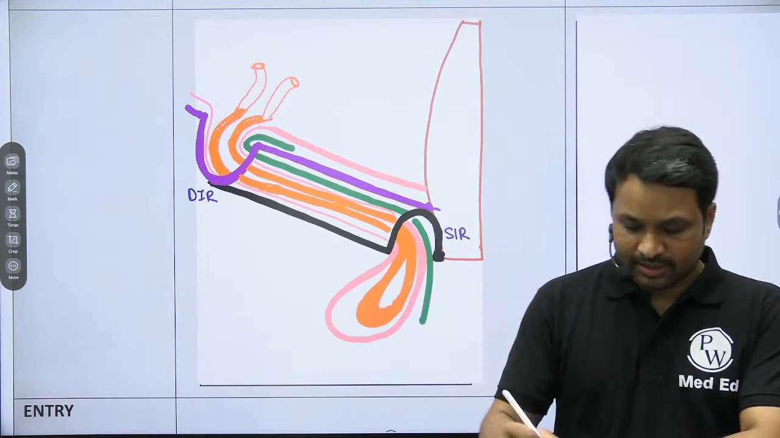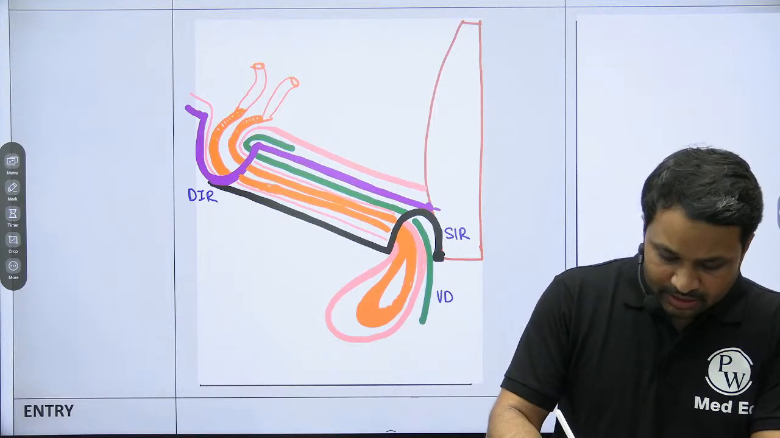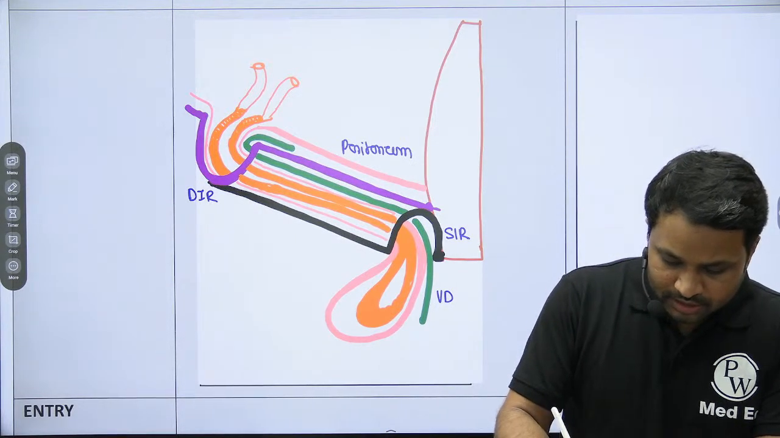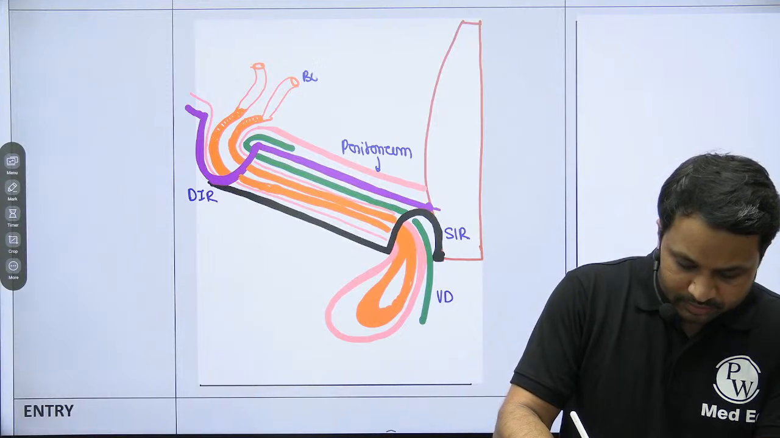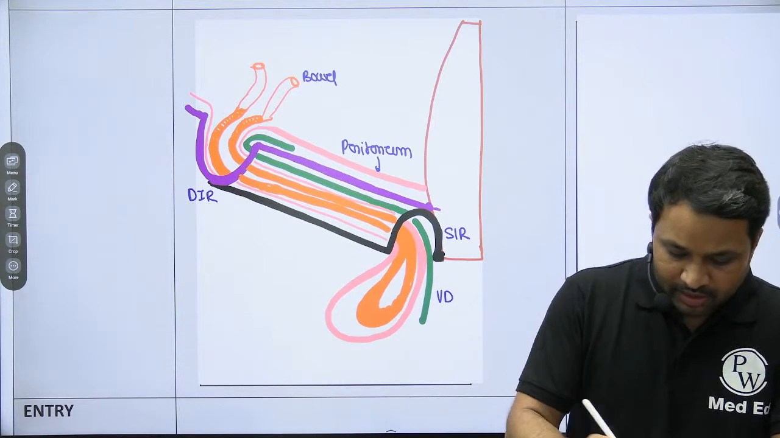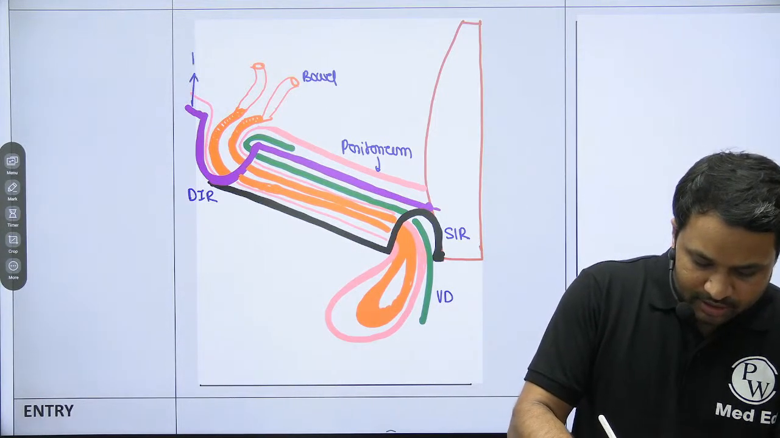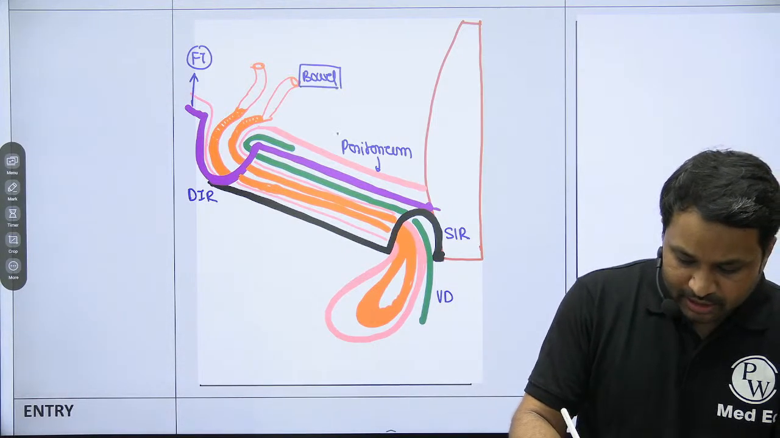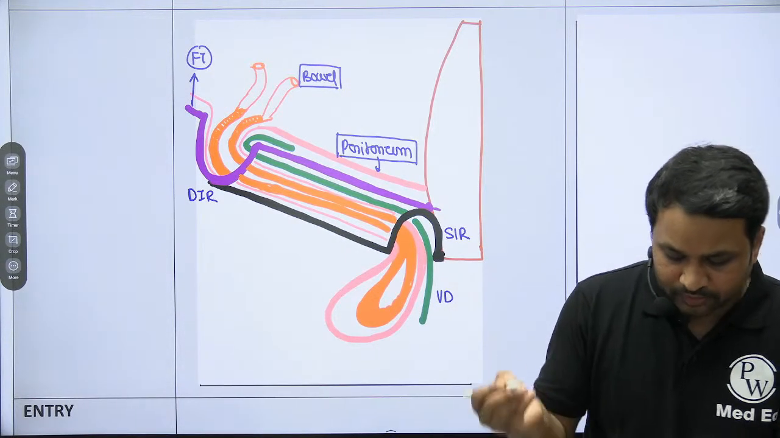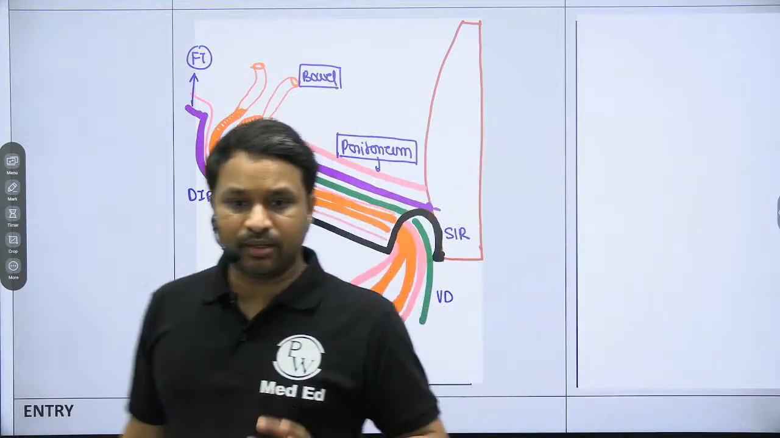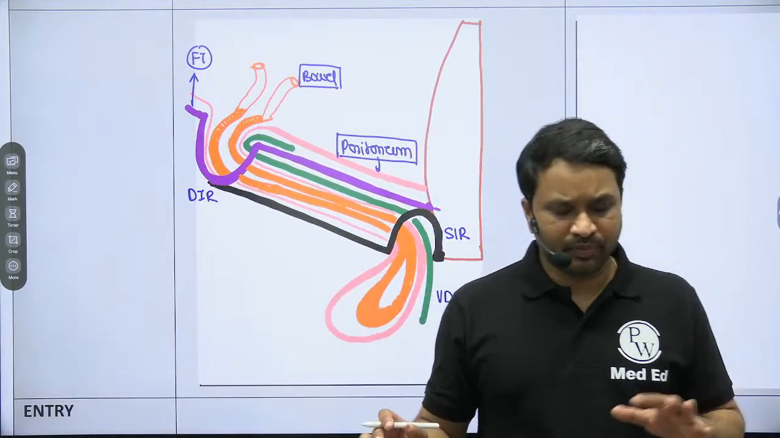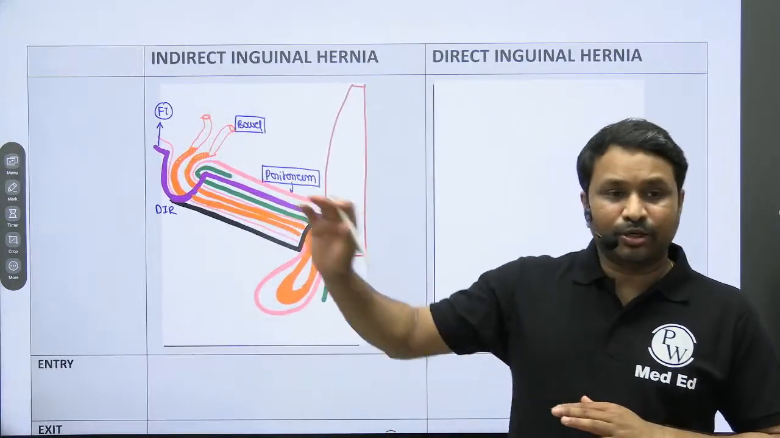This is your vast difference. This was your peritoneum. This is going to be the bowel, and this is your fascia transversalis. Okay. So I hope everything is clear in your indirect inguinal hernia. This is your indirect inguinal hernia. Clear? Okay. Now come back to your direct inguinal hernia.